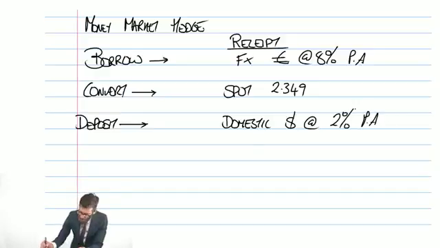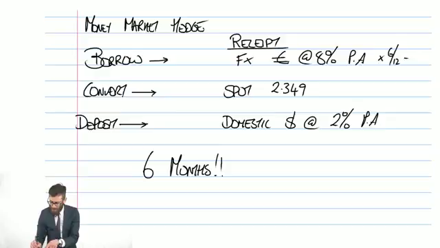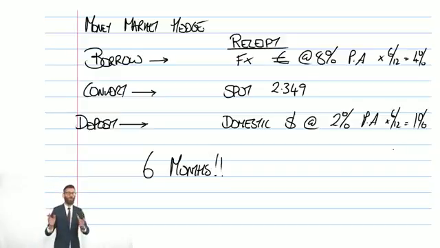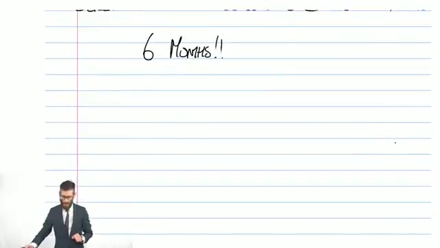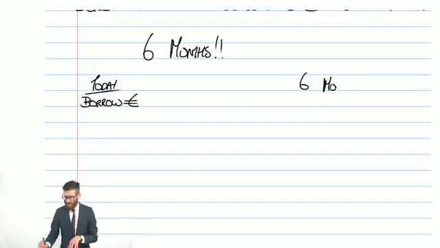But recognize this is in 6 months, so I'm going to have to prorata that 6/12 to get 4%, and 6/12 gives me 1%. Borrow, convert, deposit should be your mantra for a money market hedge, albeit this is a receipt. So today I'm going to borrow some euros. In 6 months I'm going to receive and subsequently repay that borrowing.